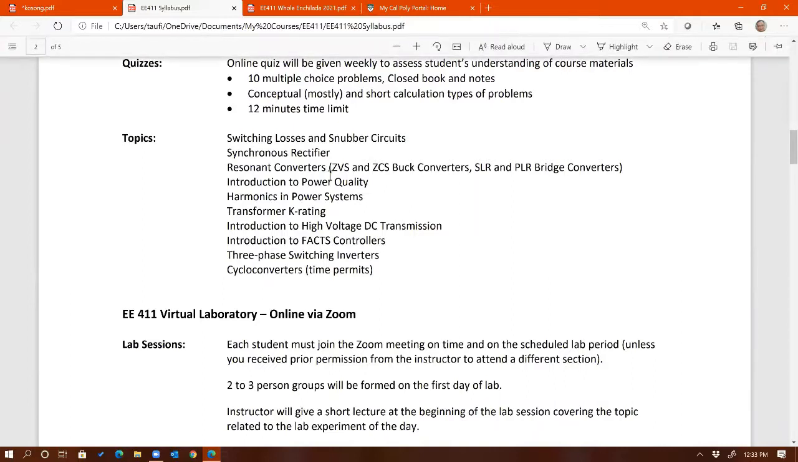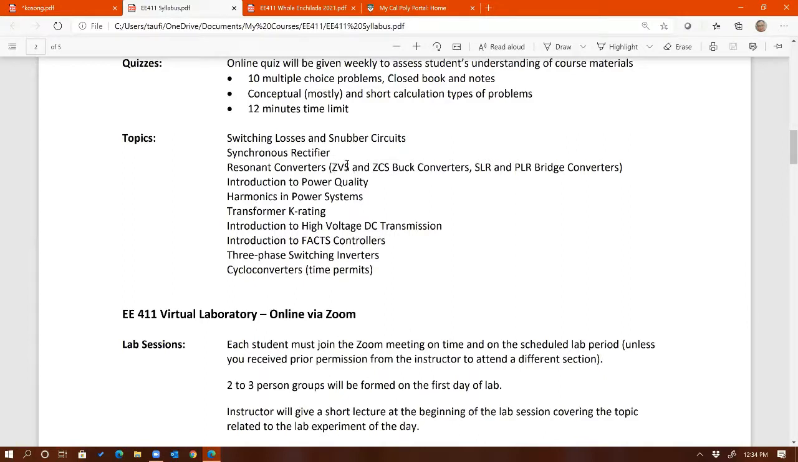So we're going to start with switching losses. We'll do that today. And then snubber circuits, synchronous rectifier, and then resonant converters. This is the big topic for this quarter, resonant converters. I will provide 4 different topologies. There's numerous topologies under resonant converters. But if you can understand these 4 topologies, then the other topologies you should be able to analyze and understand as well, right?